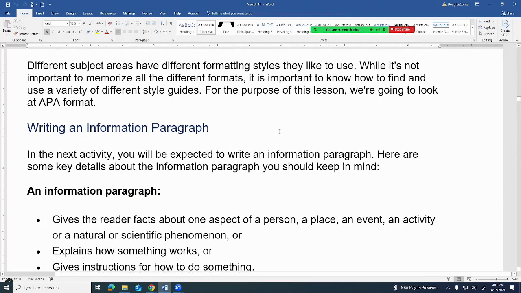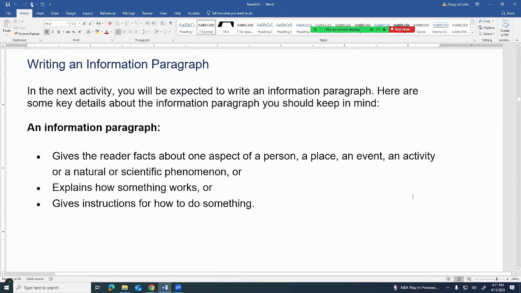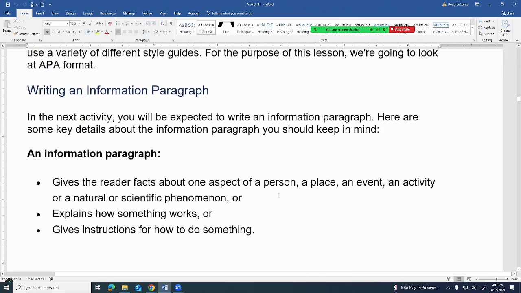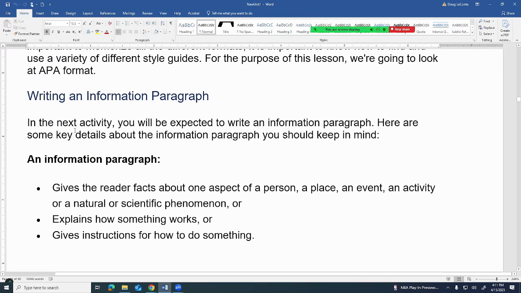But now we're going to switch rails here, and we're going to look at writing an information paragraph. Okay, we'll go over this because for the remainder of this course, you'll be writing information paragraphs, but most specifically for key question 2, which we'll be discussing coming up. In the next activity, you are expected to write an information paragraph.